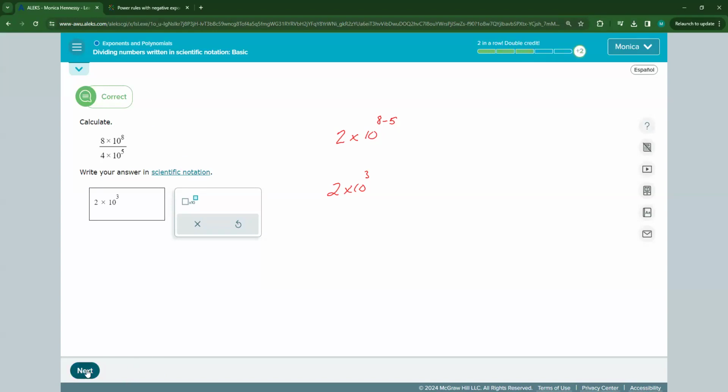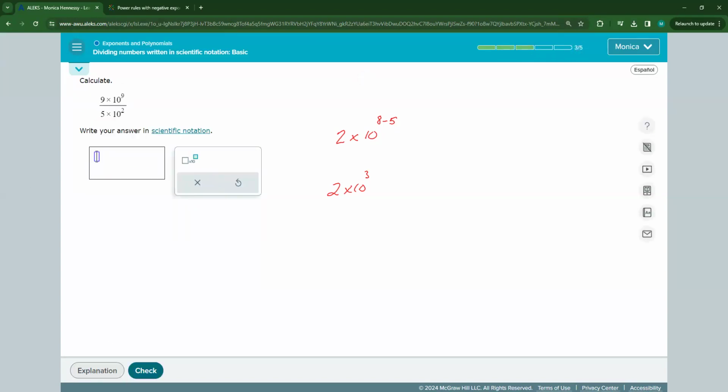So you should be getting decent numbers to begin with for the start of these. I don't think it's going to have you divide by anything ugly. It's picking numbers that aren't too bad. Dividing by 5 isn't horrible. When we think about that, it might be a little worse than you'd like to think about it, but it's not terrible. Okay, so we have 9 times 10 to the 9th divided by 5 times 10 to the 2nd.